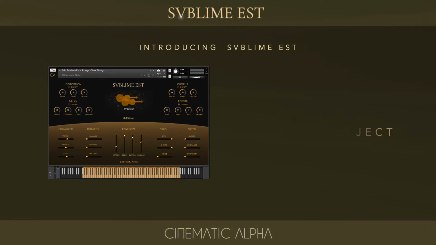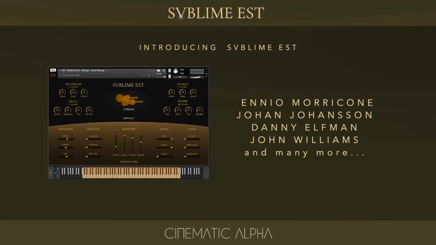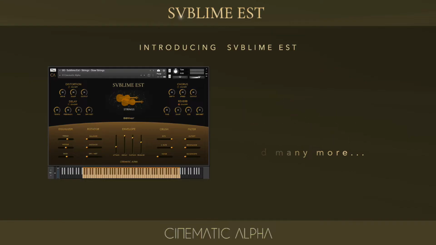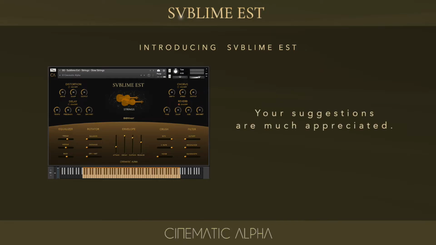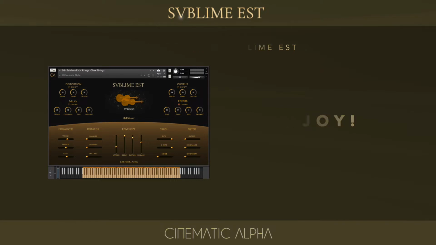terms of music. Sublime Est was inspired by a variety of musicians, including Ennio Morricone, Johann Johansson, Danny Elfman, John Williams and many more. Because every sound was created from scratch, any critique of this experimental library is welcome. So enjoy this walkthrough and thank you so much.